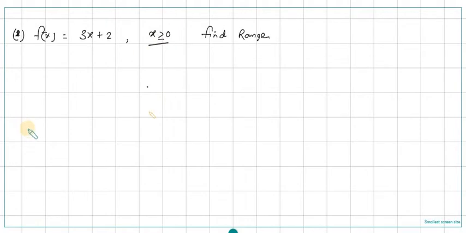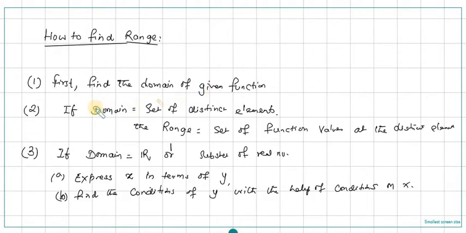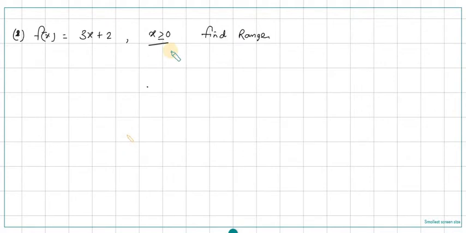So I said that first of all we have to find the domain, and you can realize that the domain is not a set of distinct elements. It is the entire range of values starting from 0 and going up to infinity. It means that x is greater than or equal to 0. So first of all, what we have to do is express x in terms of y.